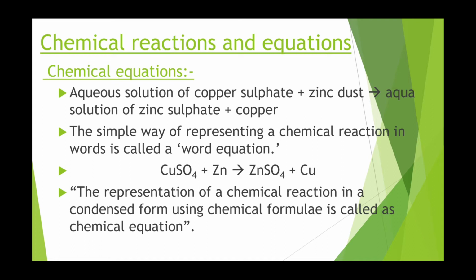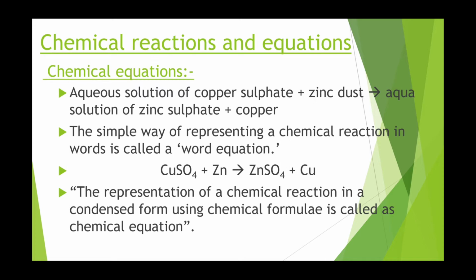What we have to do? We are adding some zinc powder in an aqueous solution of copper sulfate. We have taken a bit of zinc dust and we are adding it in the aqueous solution of copper sulfate. Now this whole activity can be written as: aqueous solution of copper sulfate plus zinc dust, arrow, aqueous solution of zinc sulfate plus copper.